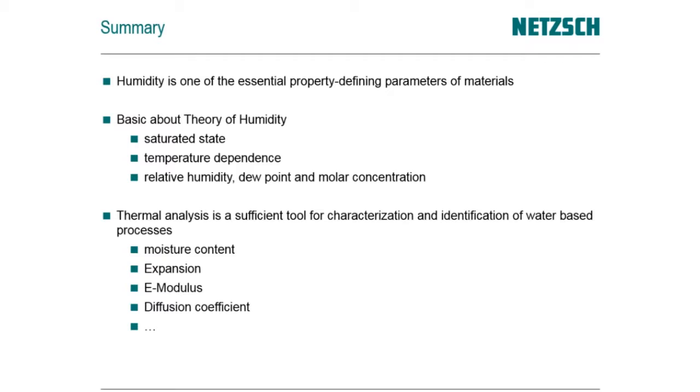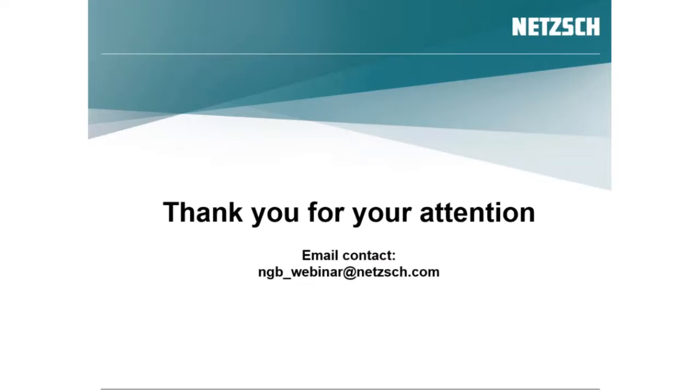From the thermoanalytic side, hopefully I was able to show you that thermoanalytic methods are a sufficient tool to characterize and identify water-based processes. With thermogravimetric analysis you are able, for instance, to look at moisture content and mass changes in dependence of humidity level. TMA allows for thermal expansion determination, the DMA for the E modulus, and all together can also do kinetic analysis like diffusion coefficient determination. There are even more possibilities which require some special conditions. For instance, we can also talk about dielectric analysis, so curing behavior and so on.